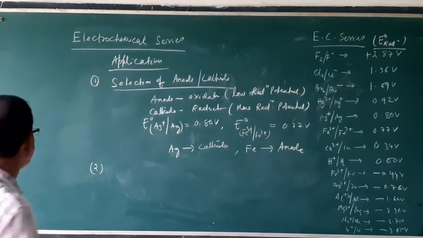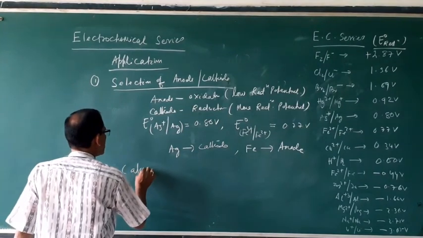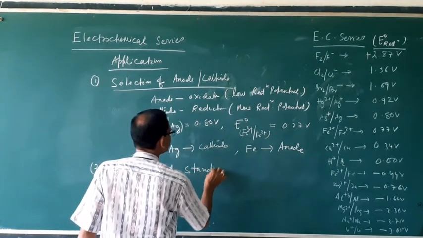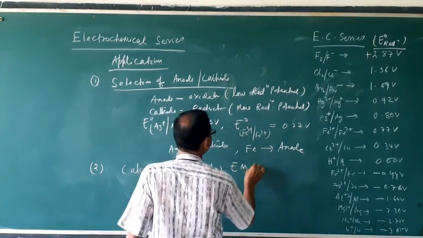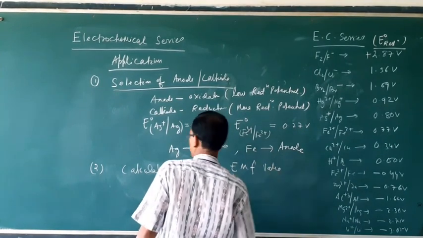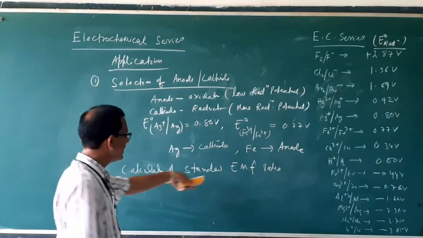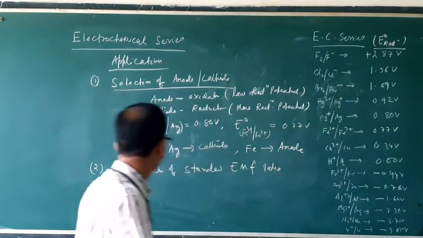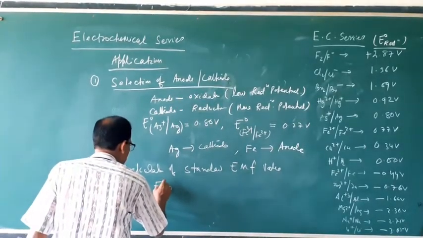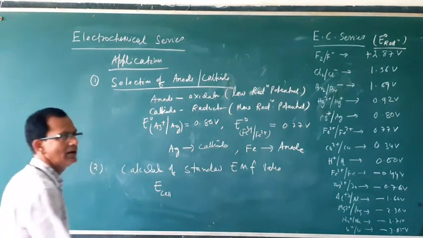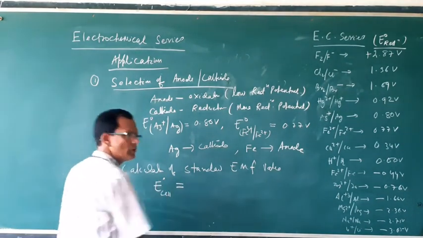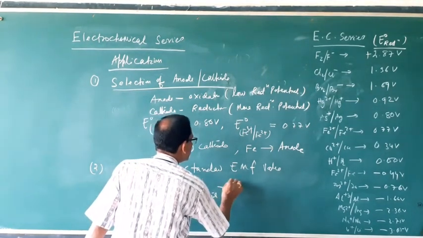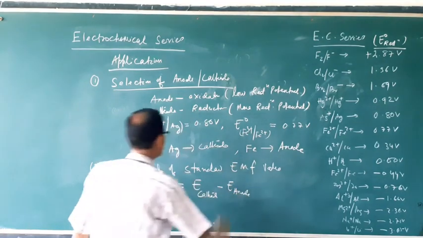Second application of electrochemical series is calculation of standard EMF. If a complete cell is given, the standard EMF of the cell will always be equal to E of cathode minus E of anode. This is very important.